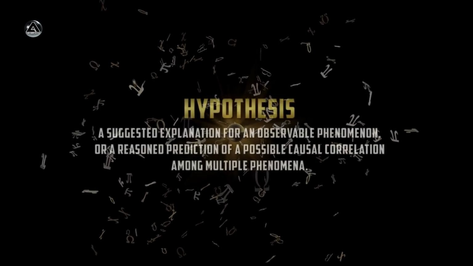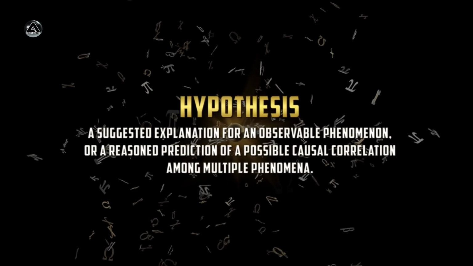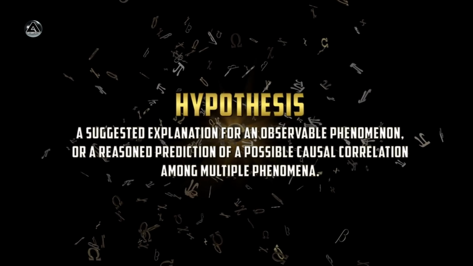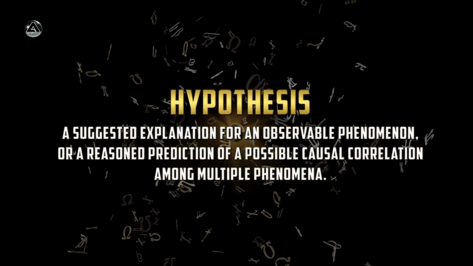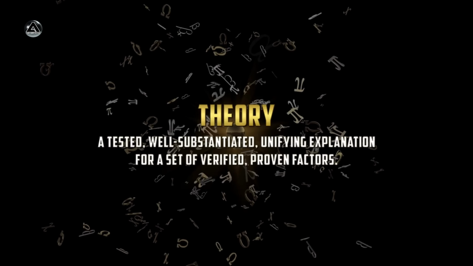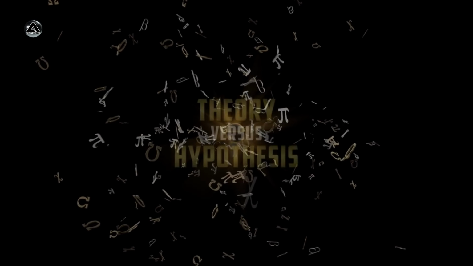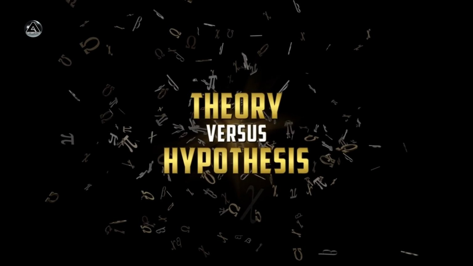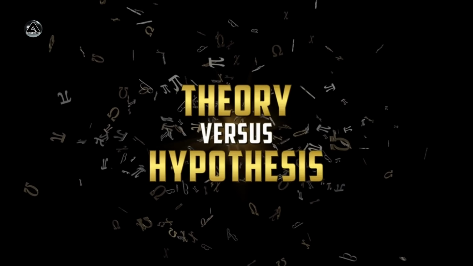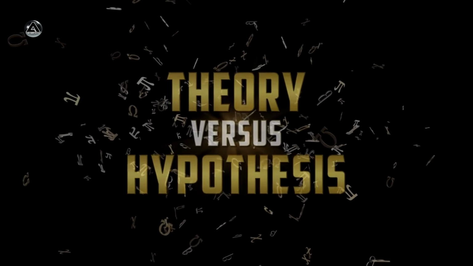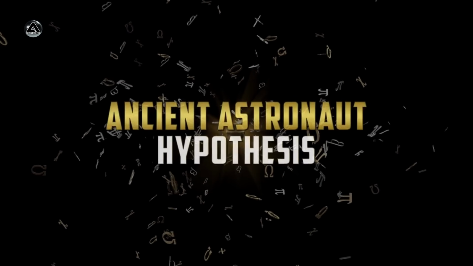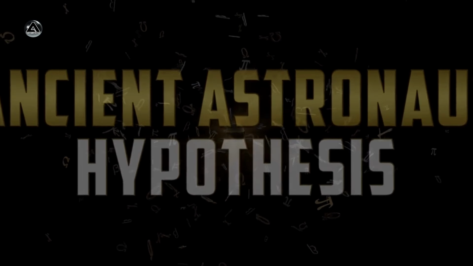The Ancient Astronaut Theory is more accurately described as a hypothesis. A hypothesis is either a suggested explanation for an observable phenomenon or a reasoned prediction of a possible causal correlation among multiple phenomena. In science, a theory is a tested, well-substantiated unifying explanation for a set of verified proven factors. A theory is always backed by evidence. A hypothesis is only a suggested possible outcome and is testable and falsifiable. As such, the name Ancient Astronaut Hypothesis is more appropriate.